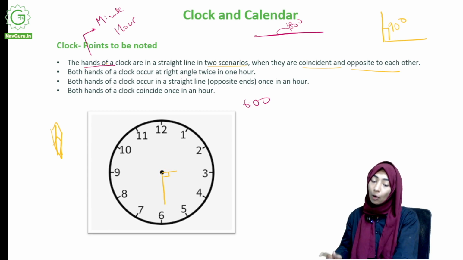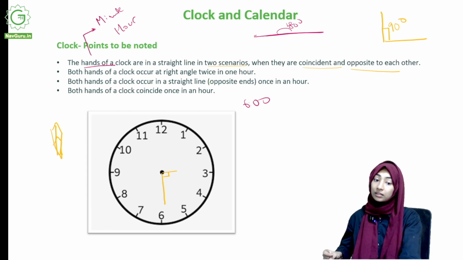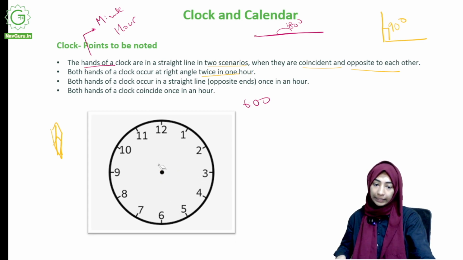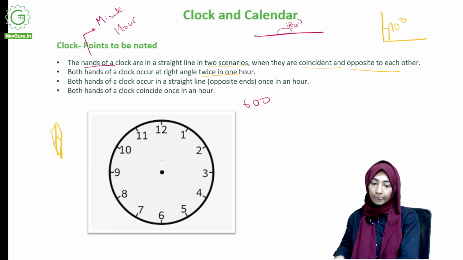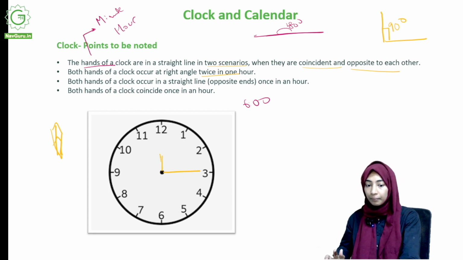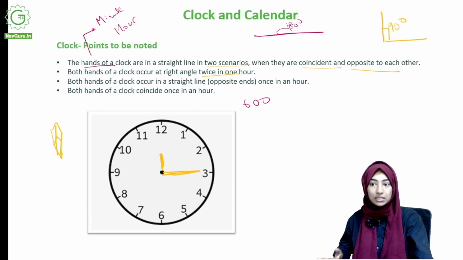Now how many times does this occur? This occurs twice in 1 hour. How? Take any random hour. Let's take 12. At 12:15 it's in a right angle. How do you show 12:15? The hour hand will be at 12. The minute hand will be at 15, right? So this is one case. And then what's the second case?